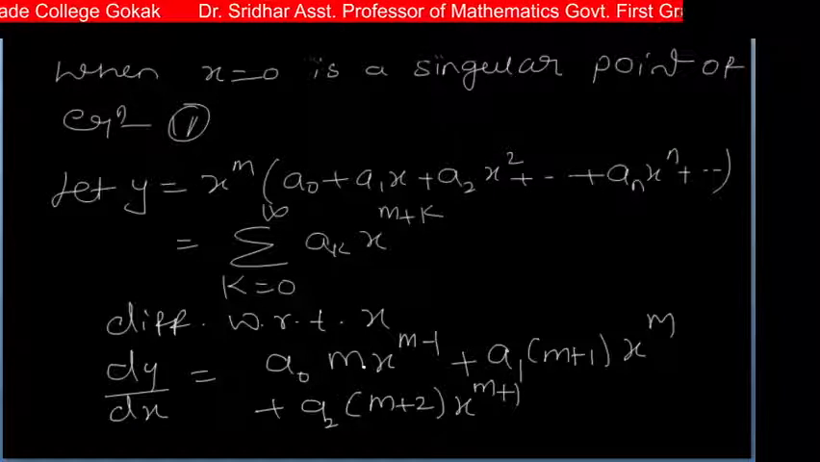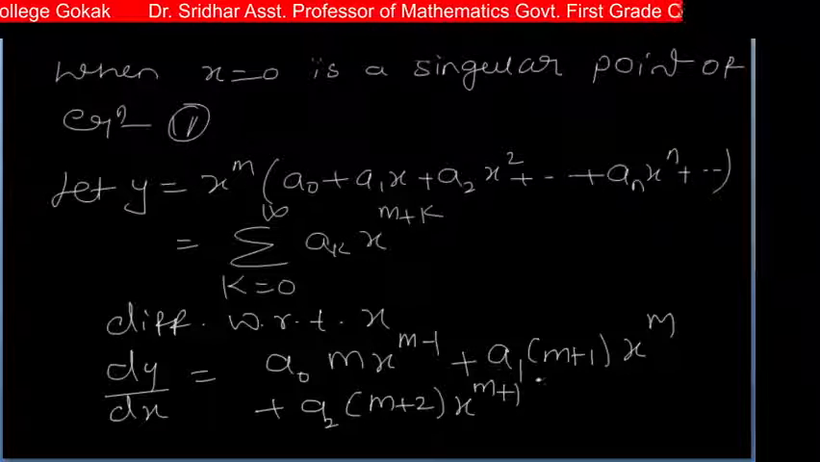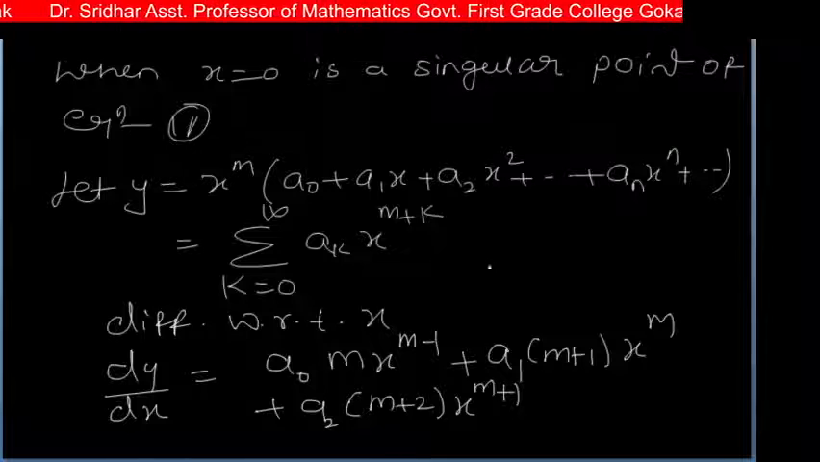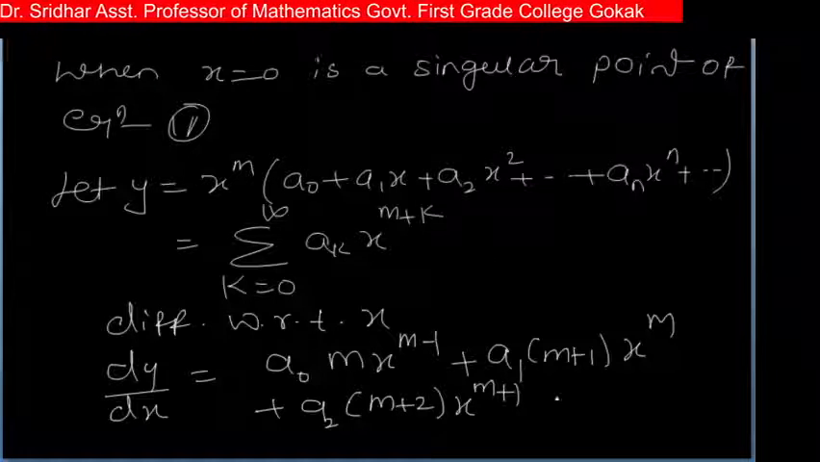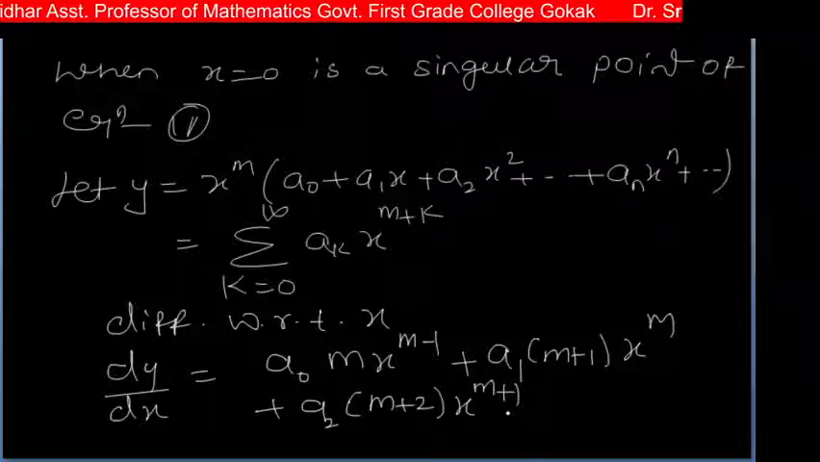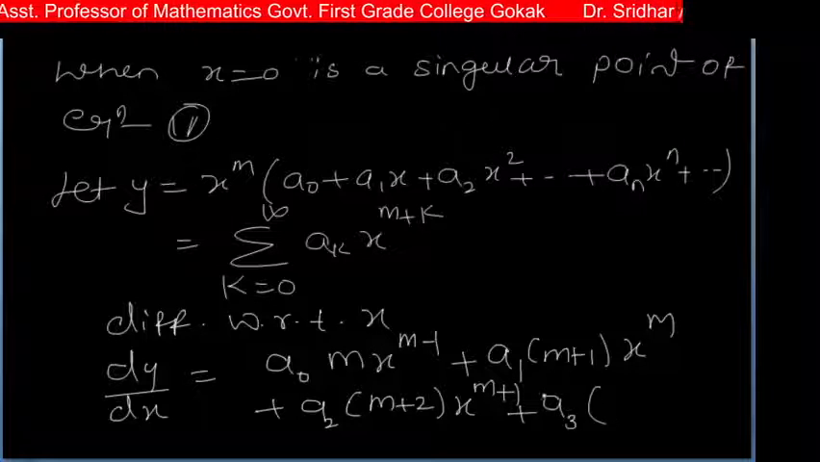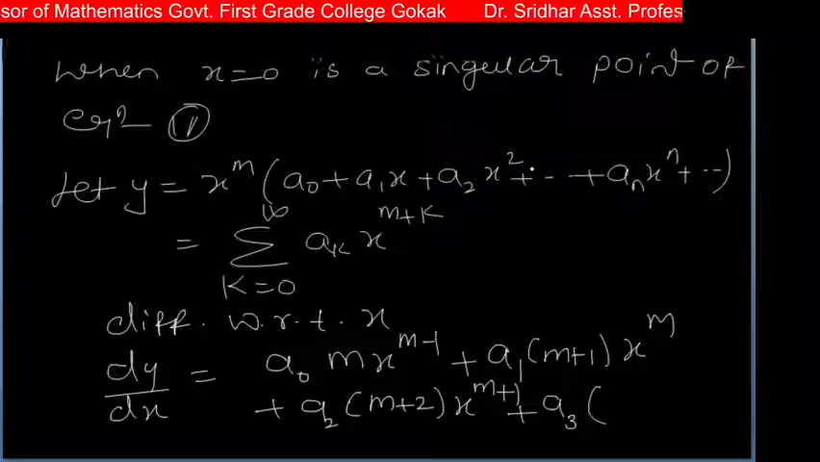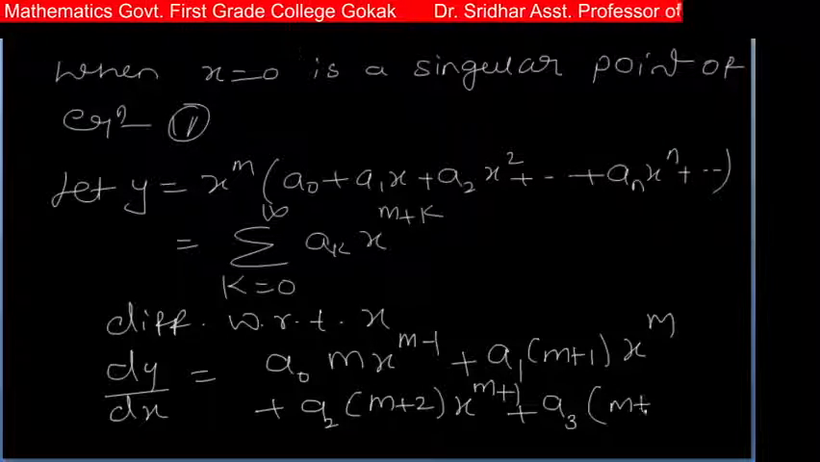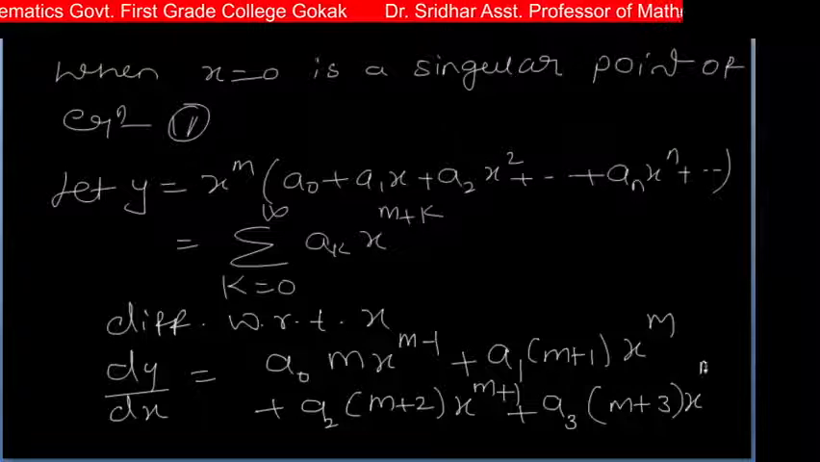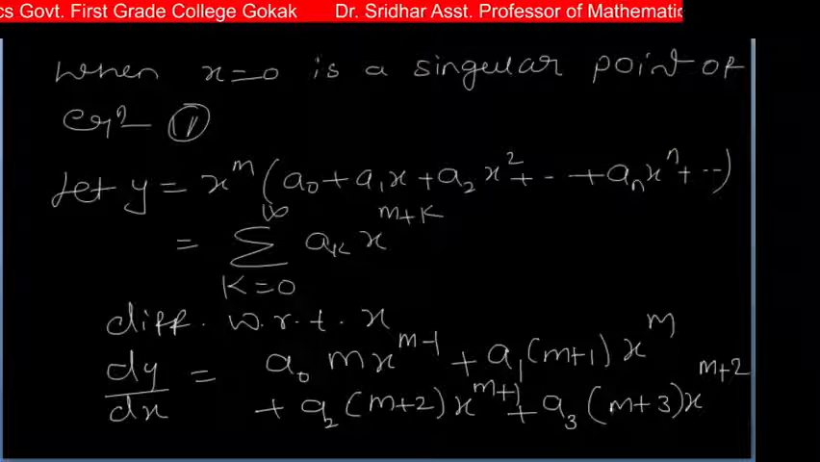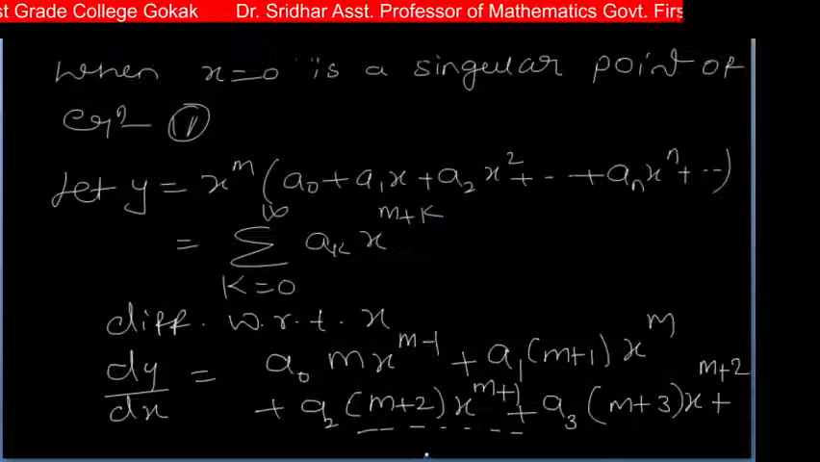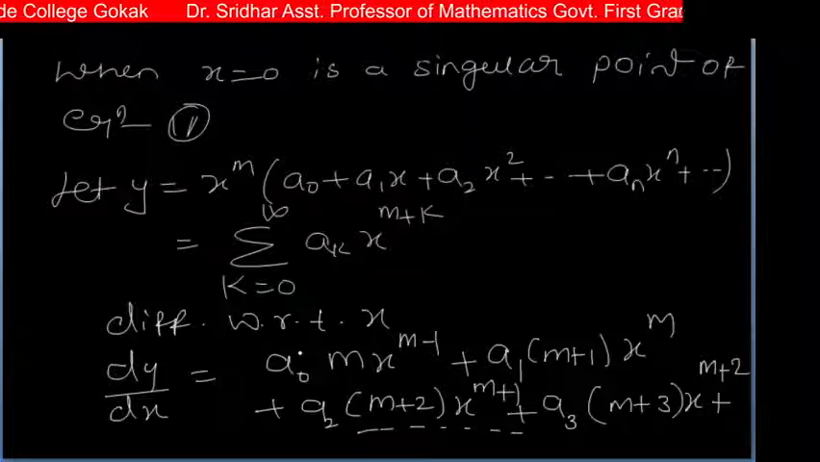Like that, dy by dx equals a0 into m into x to the power m minus 1, plus a1 into m plus 1 into x to the power m, plus a2 into m plus 2 into x to the power m plus 1, then a3 into m plus 3 into x to the power m plus 2, and so on. So this is dy by dx. Now differentiating again.